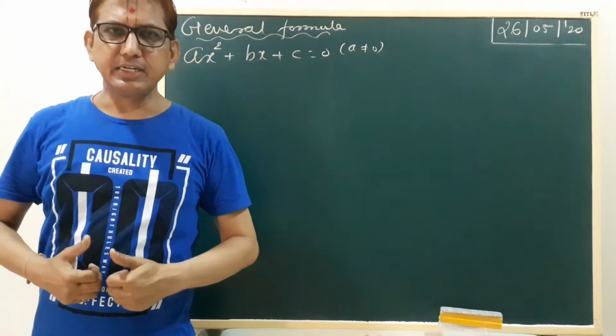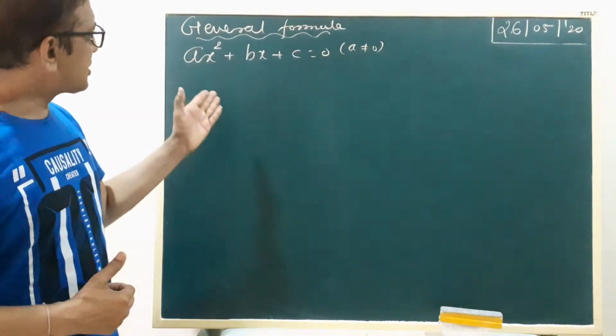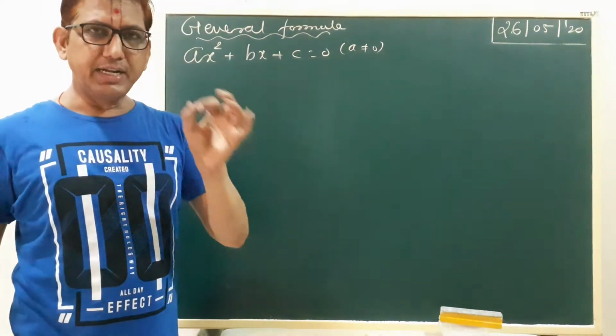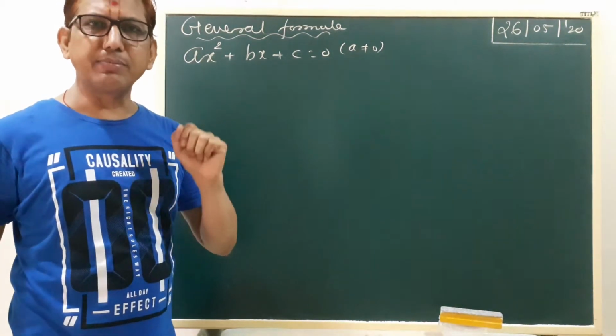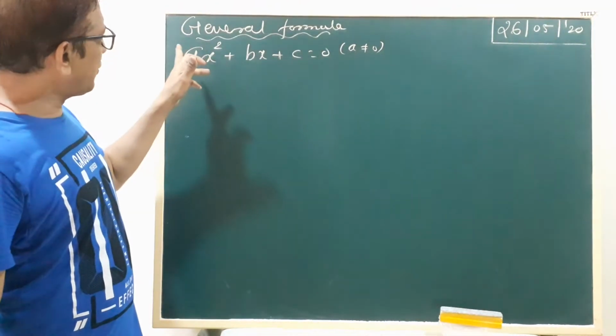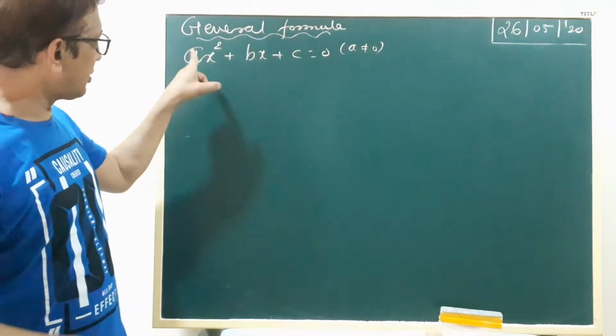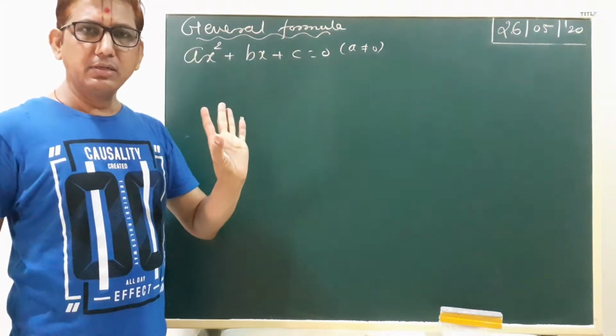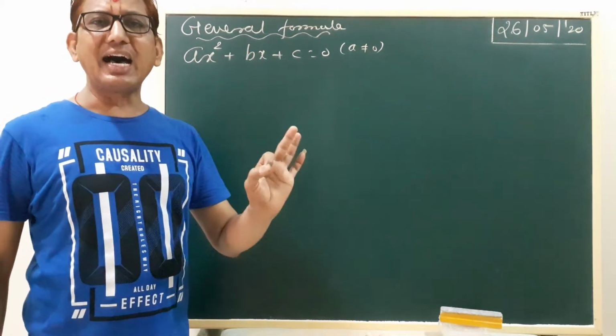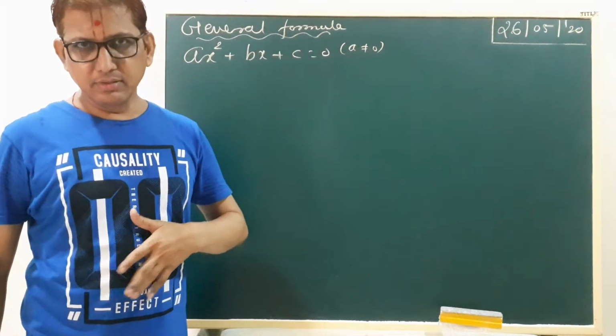Jai Swaminarayan friends. In the last video lecture we completed the completing square method, or perfect square method. Now in this video lecture we discuss another method. It is called the general formula method, otherwise the Sridhar Acharya formula method.